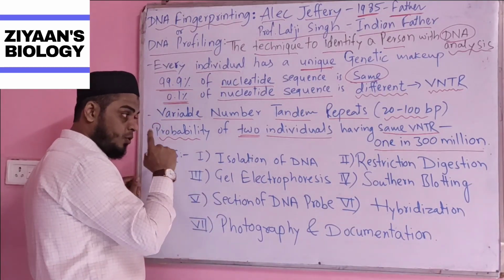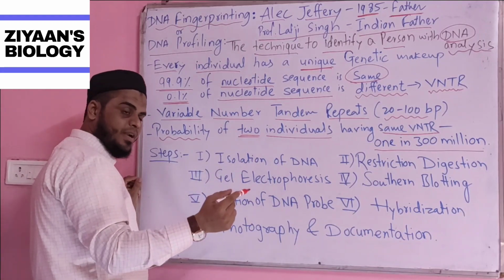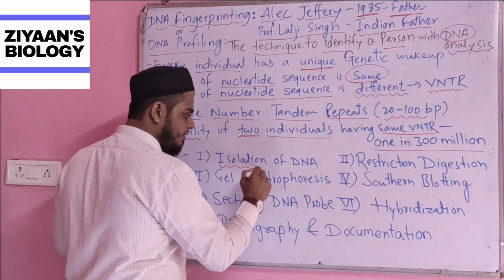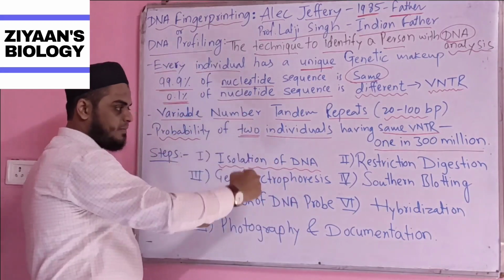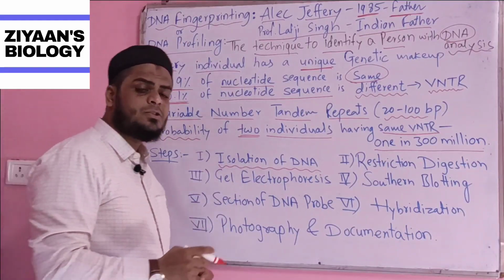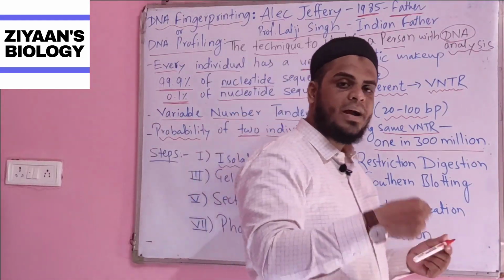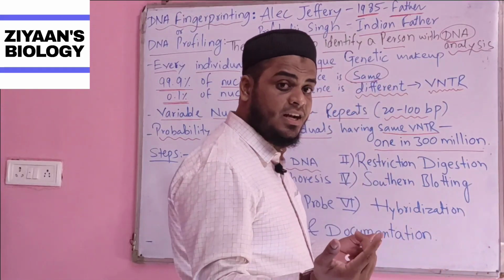So here you have a total of 7 steps in DNA fingerprinting, and we'll be dealing with all of them one by one. I'm just giving you the names, then I'll be explaining them one by one. The first one is called the isolation of the DNA. How will you be isolating the DNA, what is the target cell?